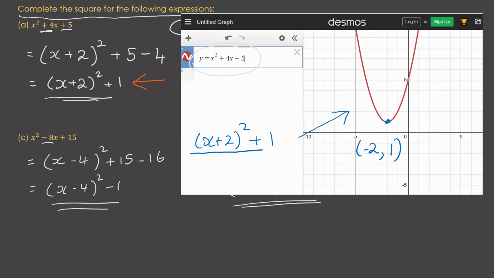From this completed square form, which is also known as turning point form, we can get the coordinates of the minimum point on this graph. What we do is we change the sign on the positive 2 inside the bracket, but we keep the sign of this the same. And so that's one of the things that completed square form helps with.